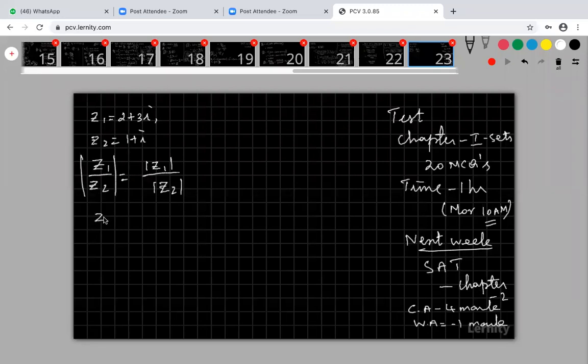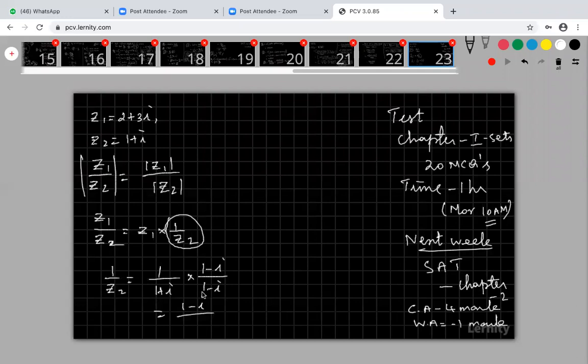First of all, divide that. What is my Z1 by Z2? My Z1 by Z2 is nothing but Z1 into 1 by Z2. Okay, what is 1 by Z2? 1 by Z2 is the multiplicative inverse of Z2. First of all, find 1 by Z2. Actually, what is Z2? My Z2 is 1 plus i. Write it in simplified form, that is the a plus ib form. Take the conjugate, 1 minus i. So multiply this 1 into 1 minus i, 1 minus i.